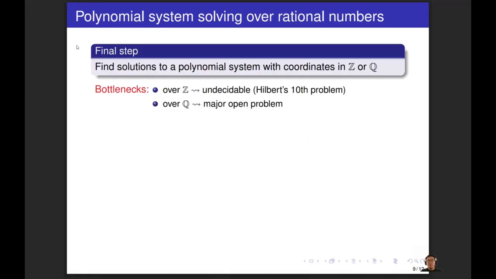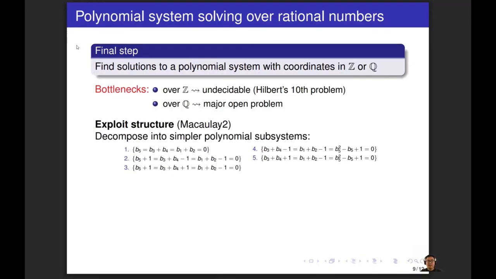Now, let's see what kind of methods we can use to find a rational solution. The first one is a symbolic method. Okay, let's exploit the structure of a polynomial system.